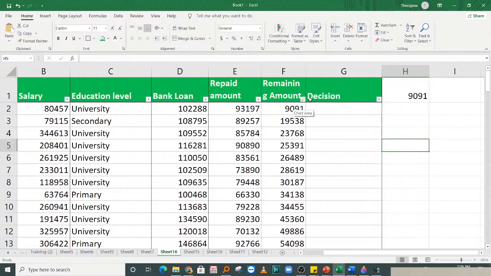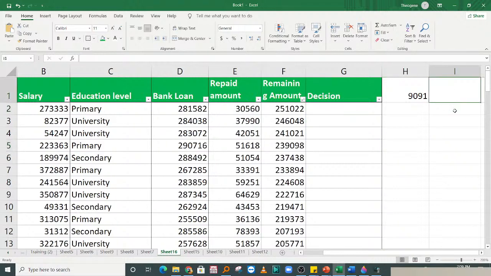Okay, so let me sort again from largest to smallest. This is the highest amount. It is 25, okay, 1022. Okay, this is the highest.